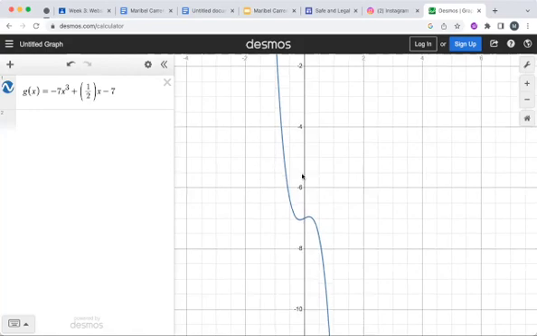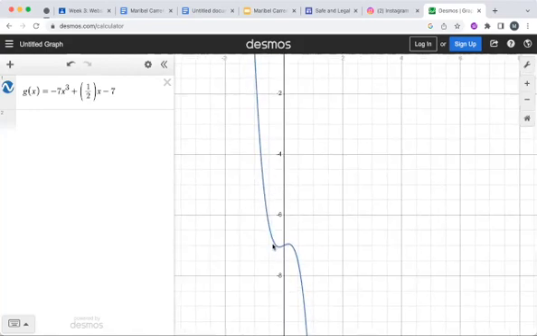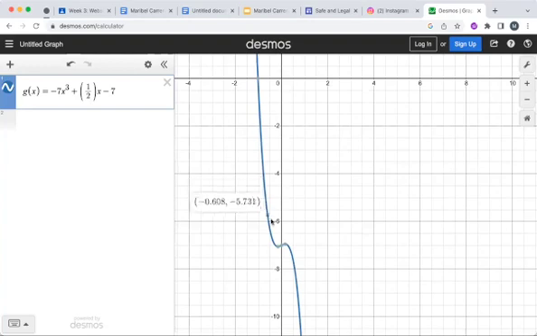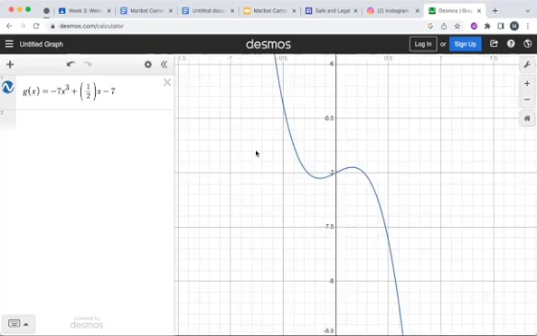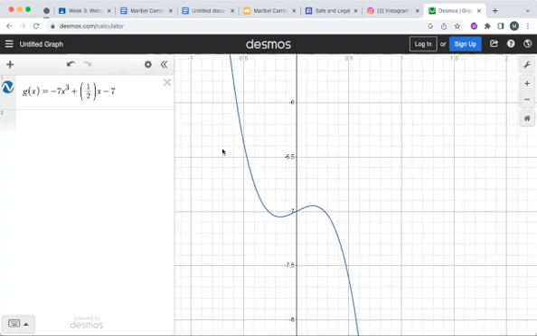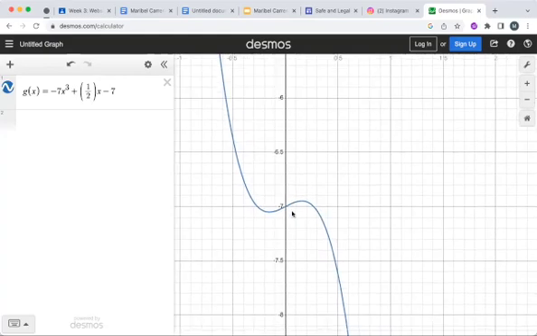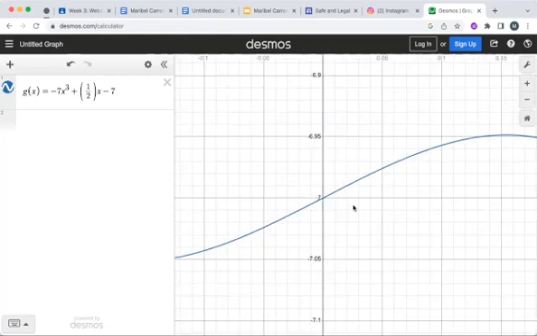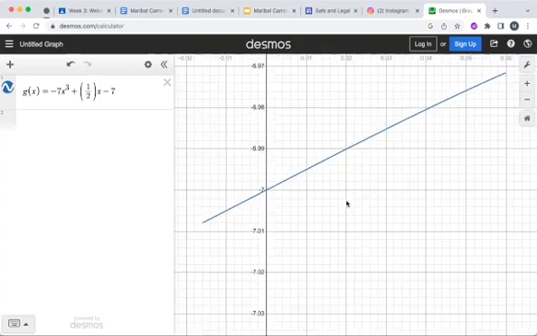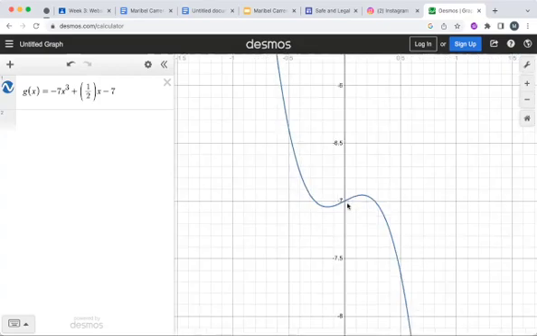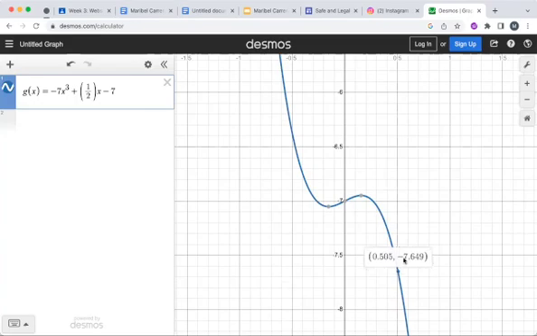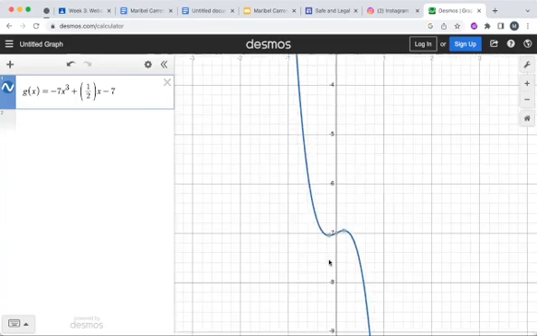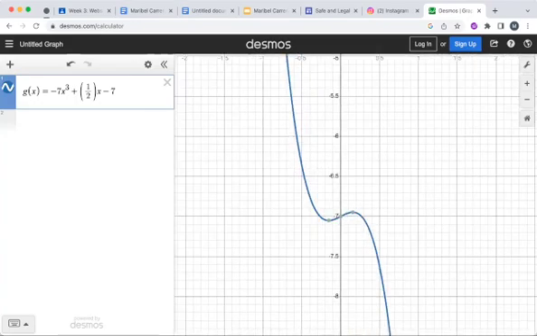It is one of the ones we were predicting. We see that it only crosses the x-axis one time. You'll see that it does change points 3 different times. So 1, 2, 3. You can see that it crosses negative 7 and that the ending is approaching negative infinity. Yeah, that's about it for this one.